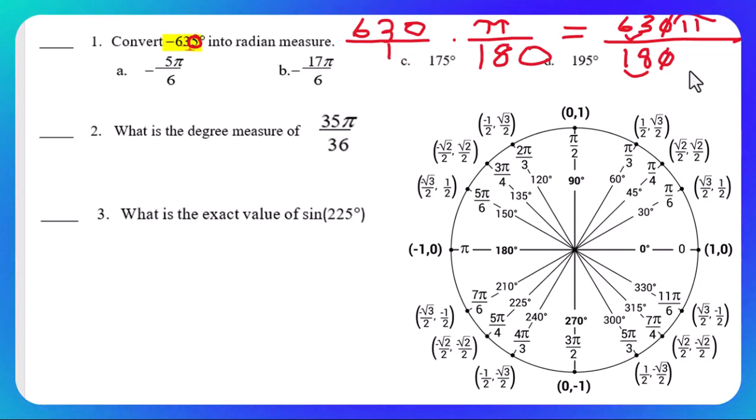So 63 divided by 9 is 7. 9 times 7 is 63. And then 18 divided by 9 is 2. And then we still have the pi on the top. So I'm looking for 7 pi over 2 radians, except this is negative. So I'm looking for negative 7 pi over 2.